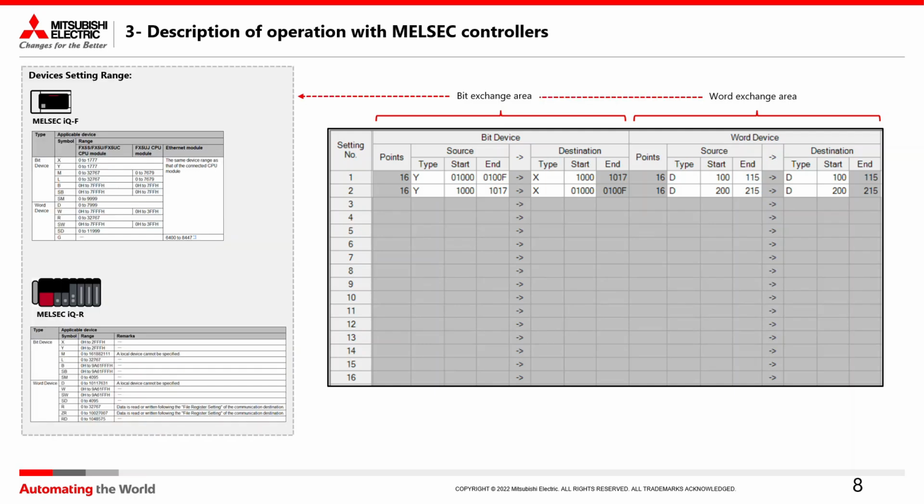Here we can enter a range of values based on the device used, which are specified in the manual. Relative to our example, in the tables we can see the devices supported for the simple CPU communication function on Melsec iQ-F as host station, and those supported by Melsec iQ-R as destination station.